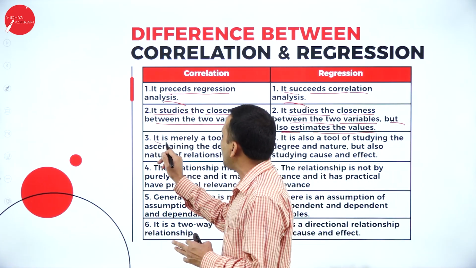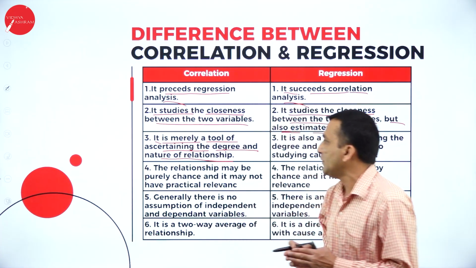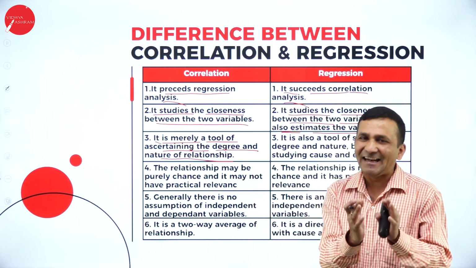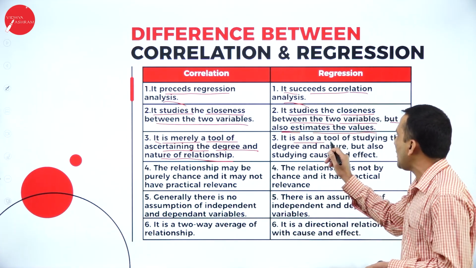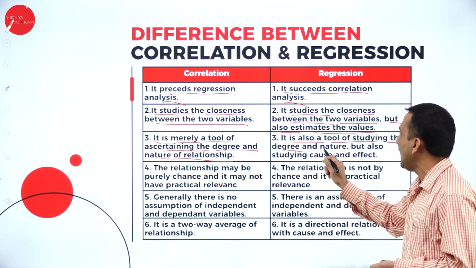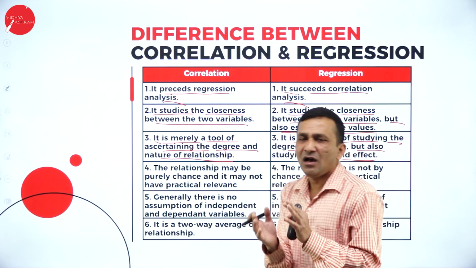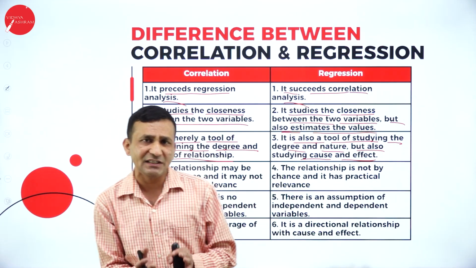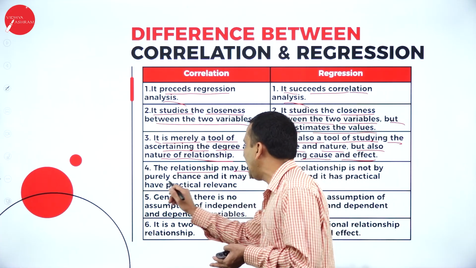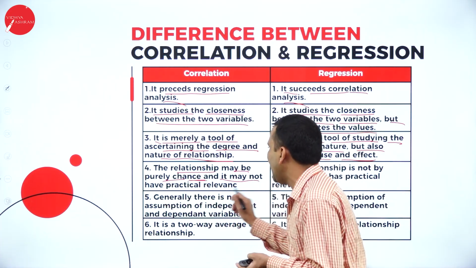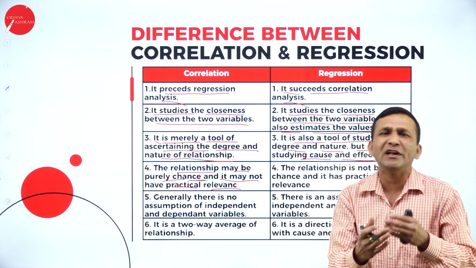In case of correlation, it is merely a tool for ascertaining the degree and nature of relation. Here we are trying to find out the degree and nature of relationship. But regression is also a tool for studying the degree and nature, and also the cause and effect. The reason is how the two variables are connected as cause and effect. The fourth one: the relationship may be purely chance and may not have practical relevance. So here the relationship will be purely chance.